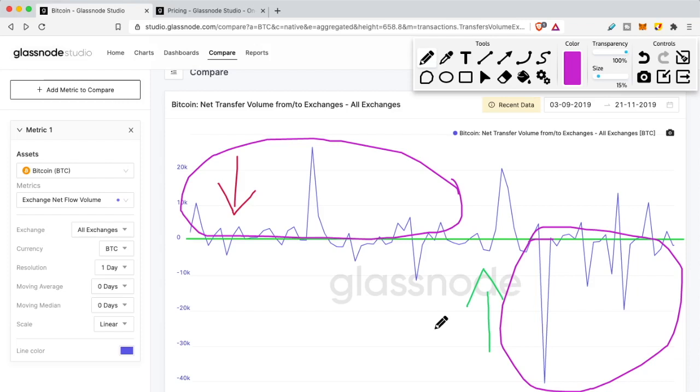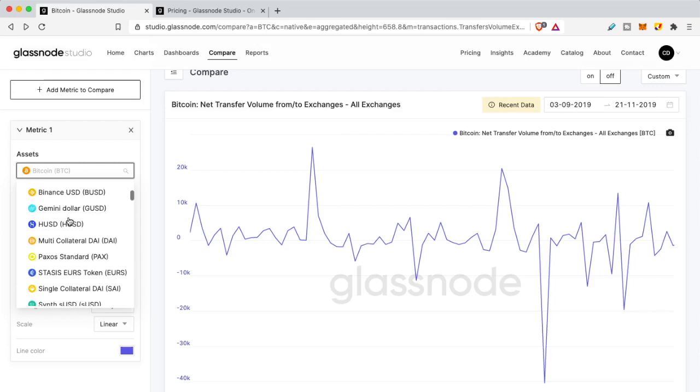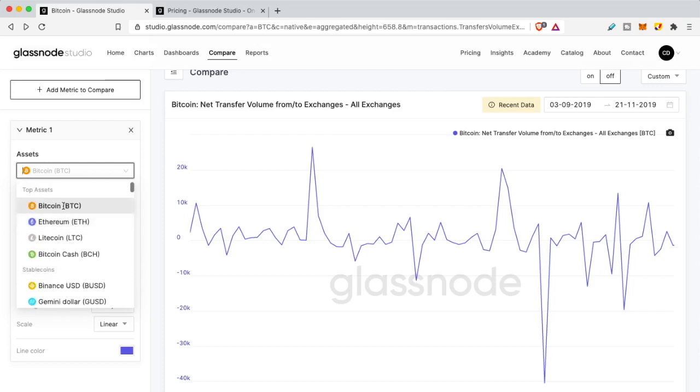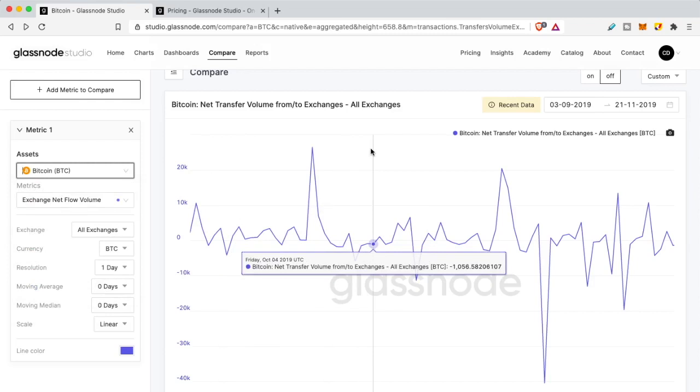So look for these trends, but more importantly, look for these major spikes. These major spikes can give you a hint of where the price of Bitcoin is going in the future. And as mentioned, of course, you can use this metric for other cryptocurrencies as well. That's up to you. I just think that Bitcoin is probably the best indicator since most cryptocurrencies follow Bitcoin.